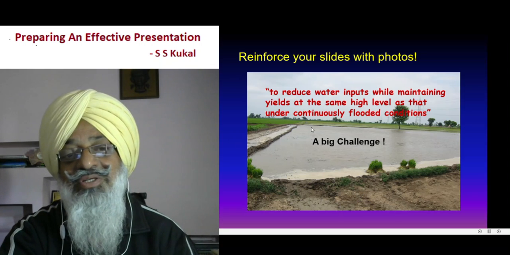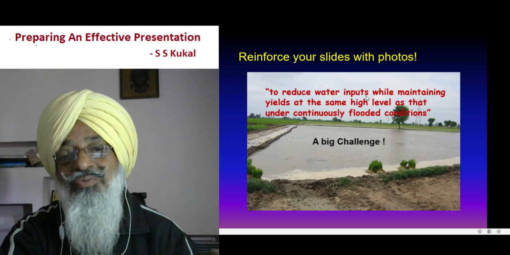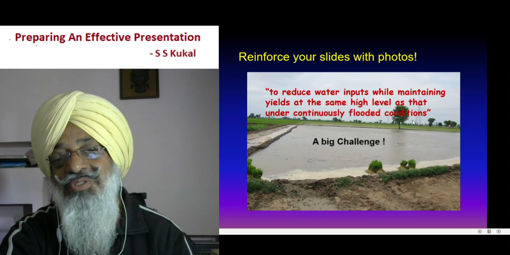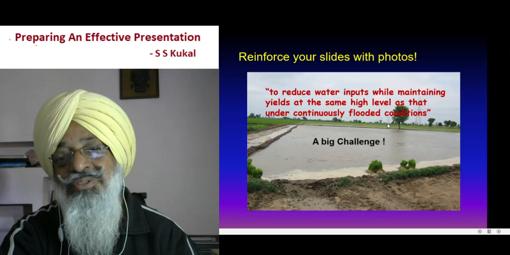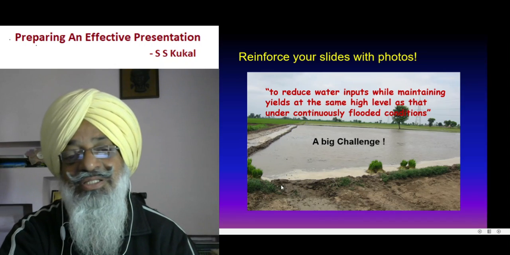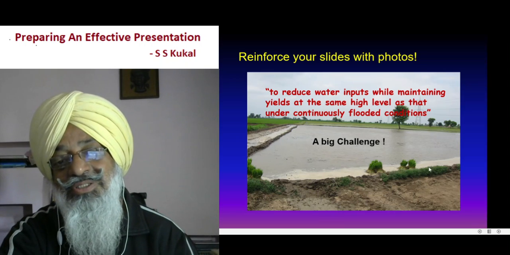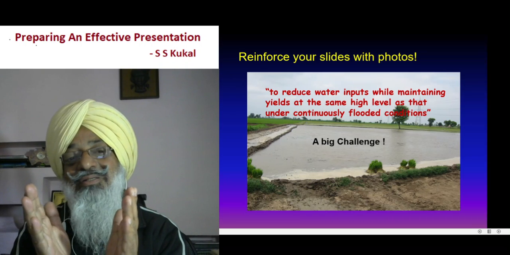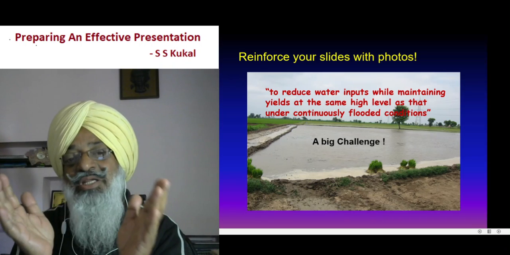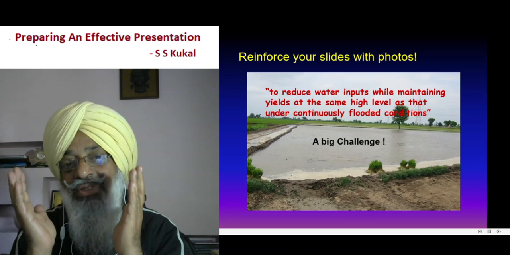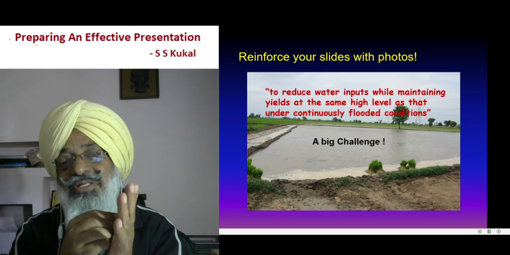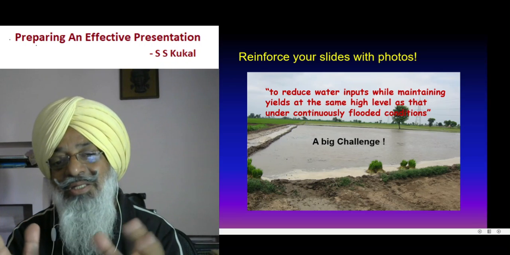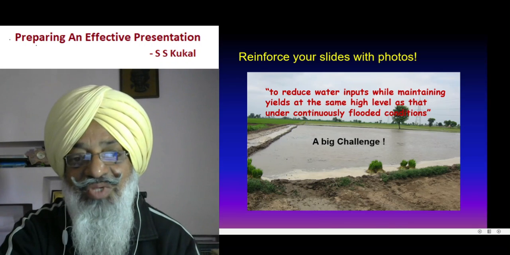I have simply written a phrase over here: to reduce water inputs while maintaining yields at the same high level as under continuously flooded conditions. So this is the objective. Just looking at the slide, without reading your phrase or the text, the audience can immediately judge that he is going to talk about rice fields, puddling, transplanting, something like that.